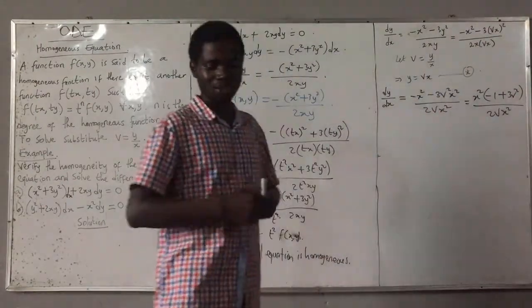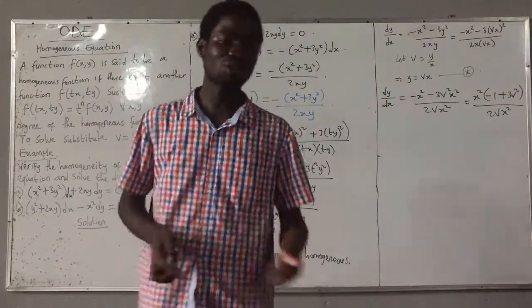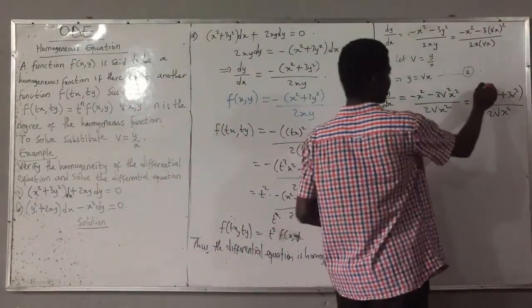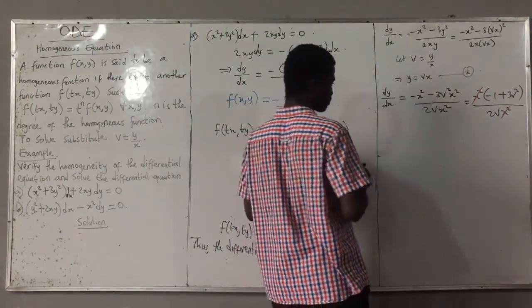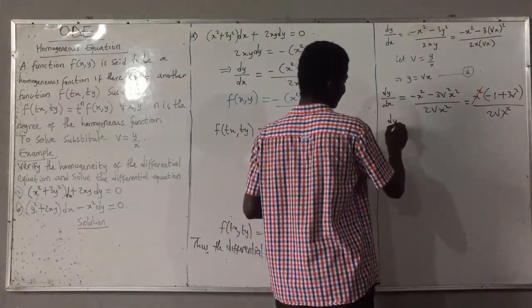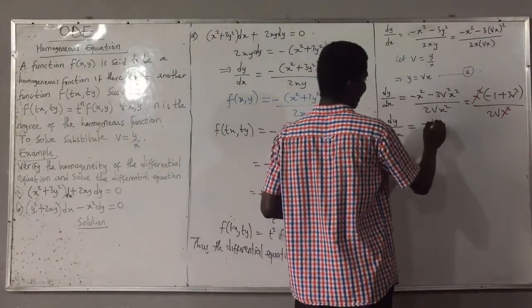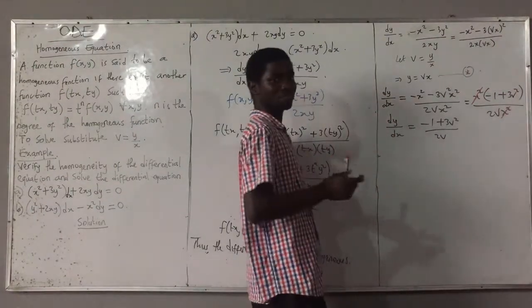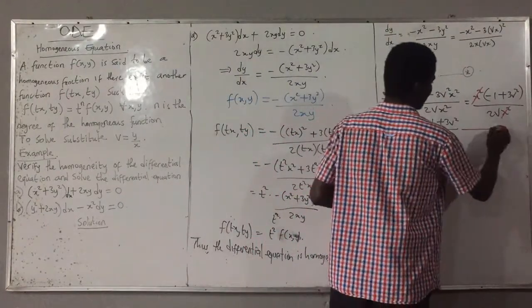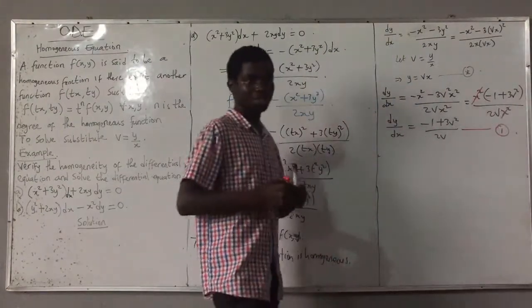The x squared at the numerator will cancel the x squared at the denominator. So you will be left with dy/dx is equal to minus 1 plus 3v squared all over 2v. Call this one equation 1.